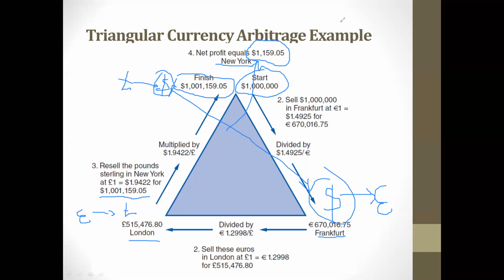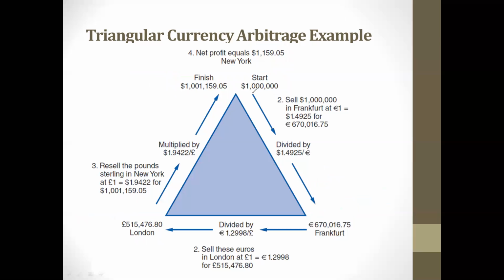Okay, so that is what we call triangular arbitrage. Now, instead of starting from the New York market, if you had euro 1,000 or whatever, please work out whether you end up with another arbitrage profit. Now, instead of starting from New York, you can start from Frankfurt. As an example, assume that you have euro 1,000 in your hand.